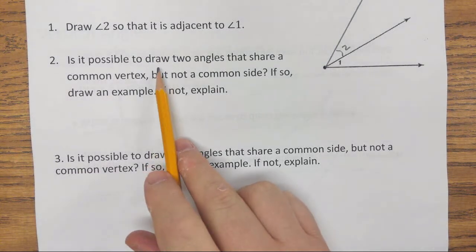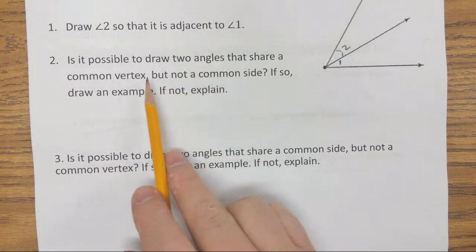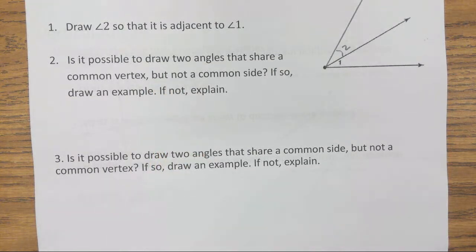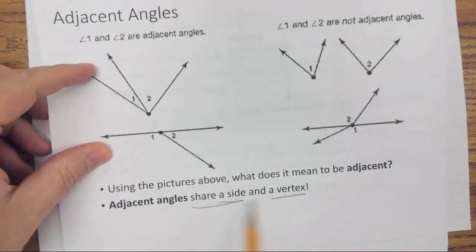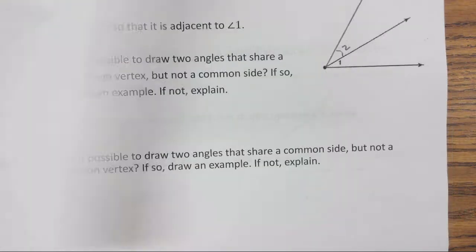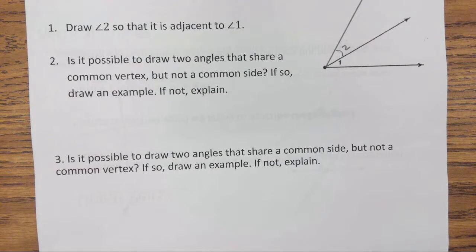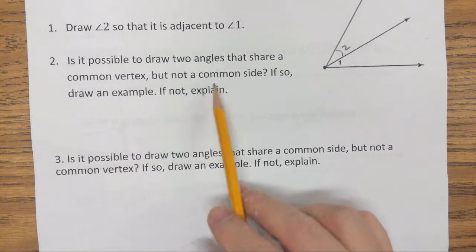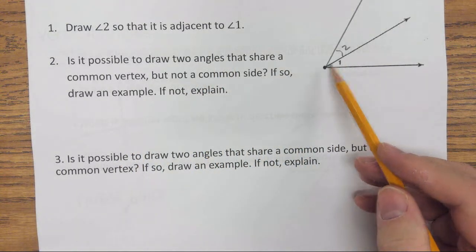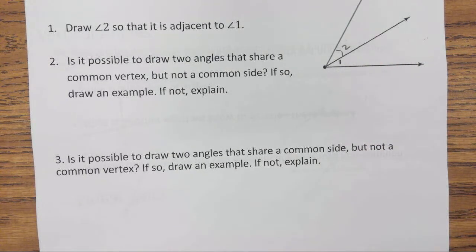Is it possible to draw two angles that share a common vertex, but not a common side? Well, no, it's not possible, is it? Over here in the definition, it says they have to share a side. What kind of question is that, Mr. Wickelhaus? You're insane. Adjacent angles have to share a vertex and a side. If they don't, then they're not adjacent.